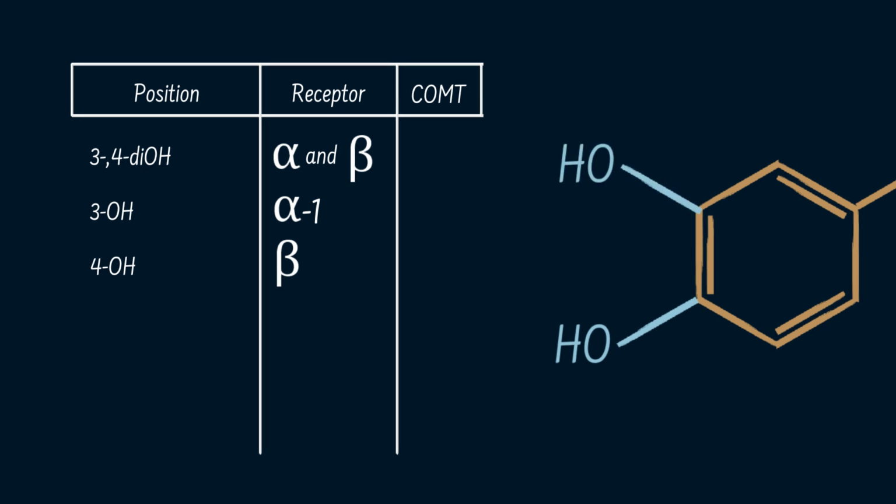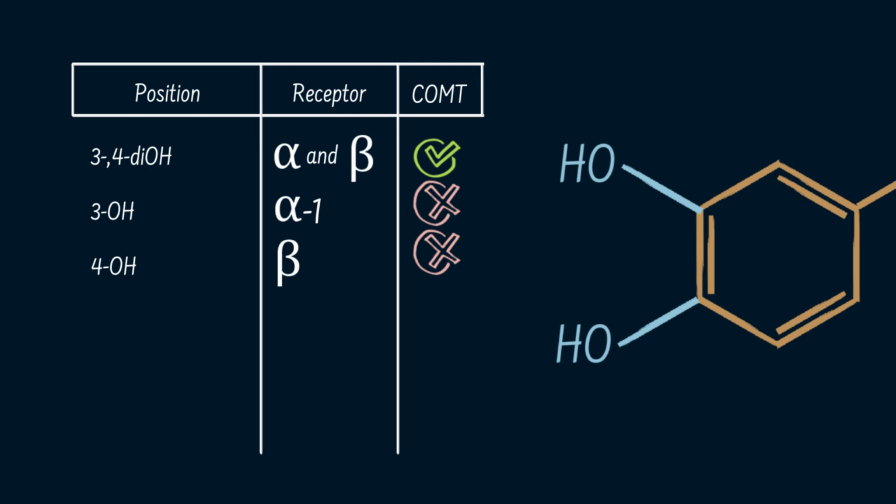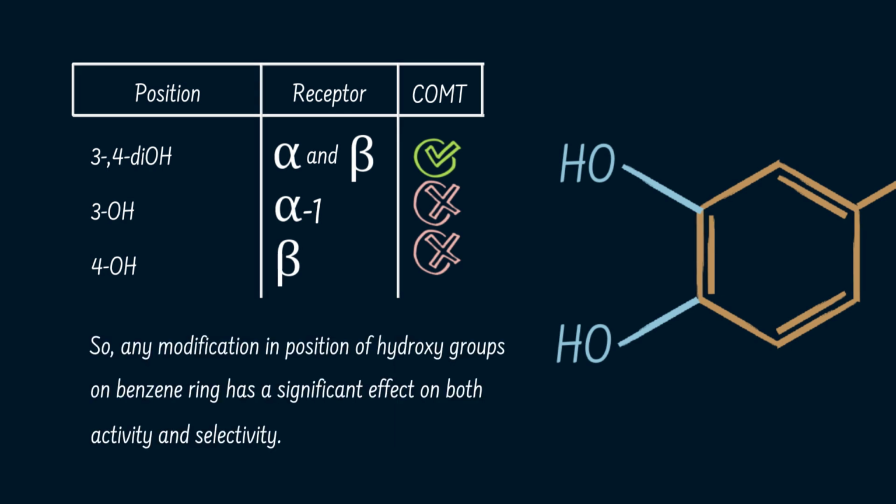Hence, catechol ring has optimum activity to both receptors, but at the same time is liable to metabolism by COMT enzyme. Therefore, catechol derivatives have poor oral activity due to their hydrophilicity and liability to break down by COMT. So, any modification in position of hydroxy groups on benzene ring has a significant effect on both activity and selectivity.